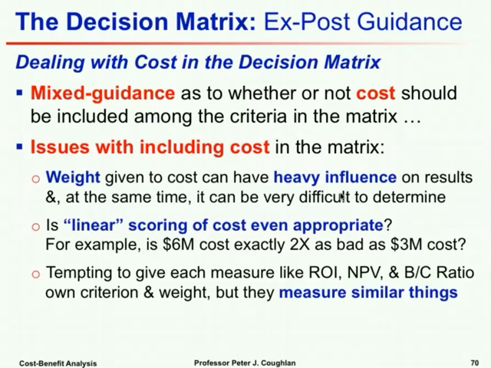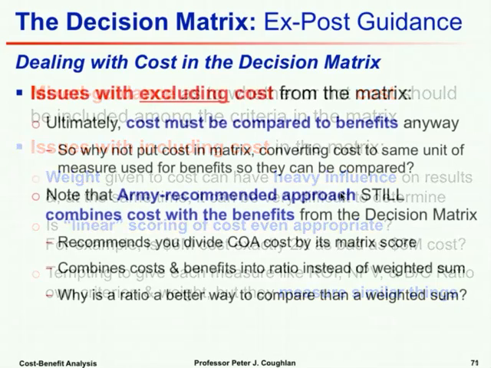And there's this temptation to give each measure its own criterion: return on investment, NPV, benefit cost ratio, but these all sort of measure similar things, right? I've seen also the Army, and I understand why they separate these, budget impact versus total lifetime cost. I know they measure different things, but in some sense, by including both of them in the matrix, the combined weight ends up being pretty high, and cost becomes even more significant in your matrix.